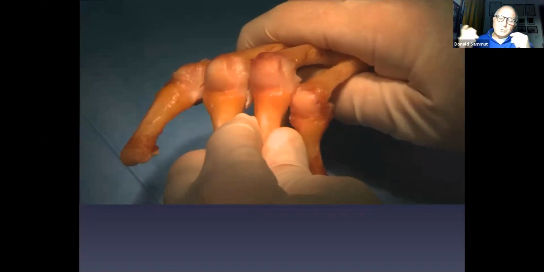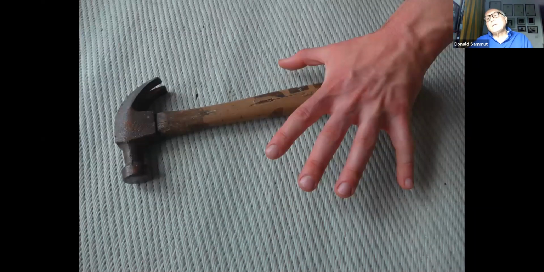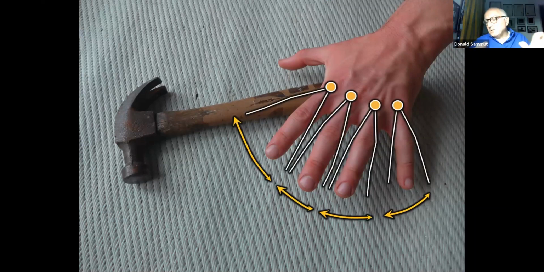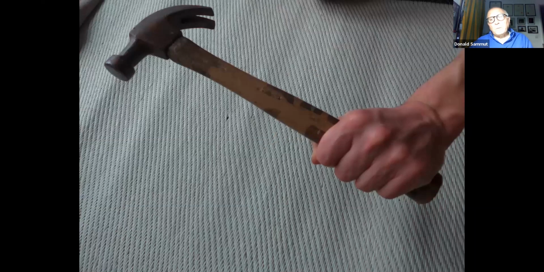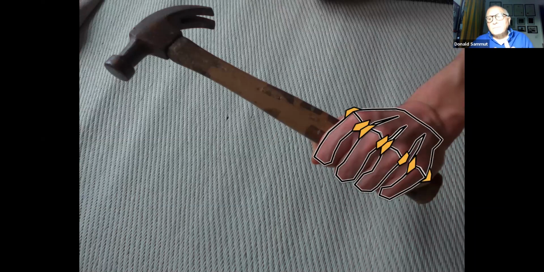Why is this important? What is its purpose? Well, when you reach for an object in midair, you don't need stability. You need to be able to open, to surround that object. So abduction and adduction are very important to you. When you grip the object, now you need all the stability you can afford, and therefore those joints lock, and they lock around the object that you are holding.